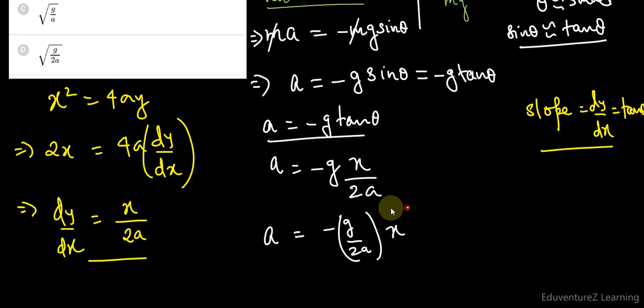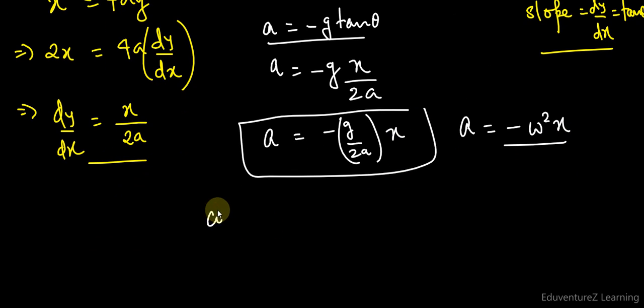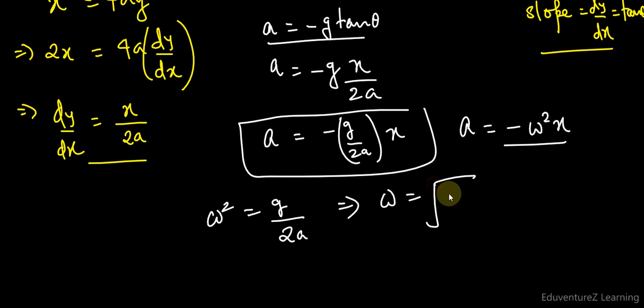If we compare this equation with a equals minus omega square x, then we get the angular frequency: omega square equals g upon 2a. That means omega is equal to root under g upon 2a.